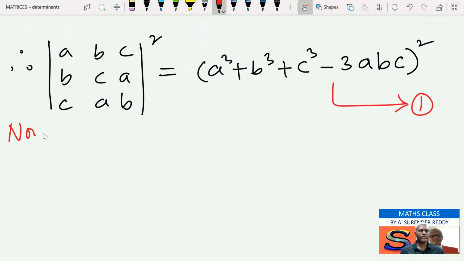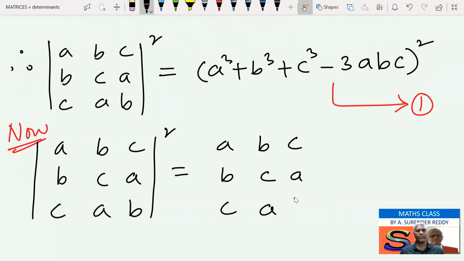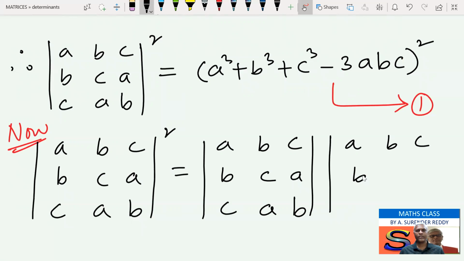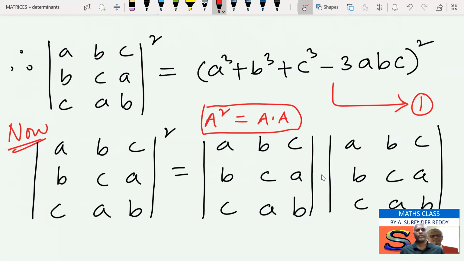So now let us take the same thing: the determinant ABC, BCA, CAB, squared. So the square is equal to A into A, so similarly the determinant ABC, BCA, CAB into the determinant ABC, BCA, CAB.